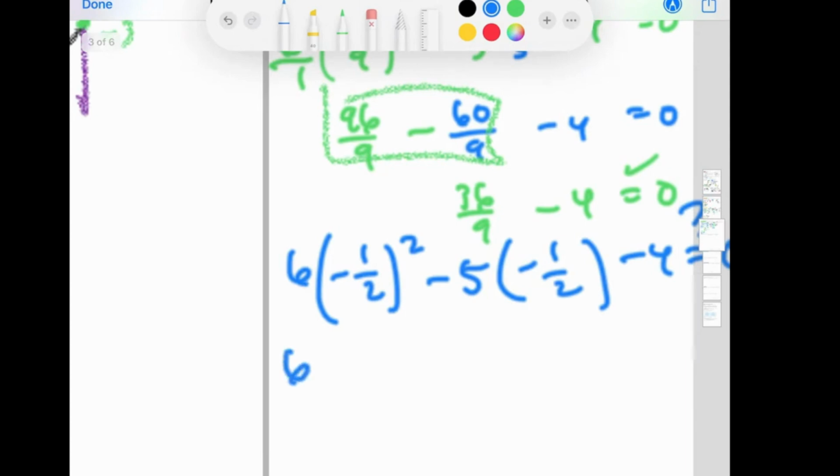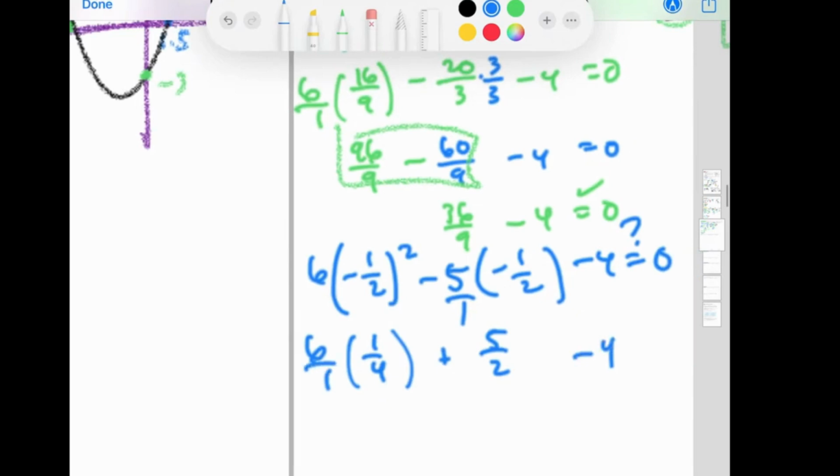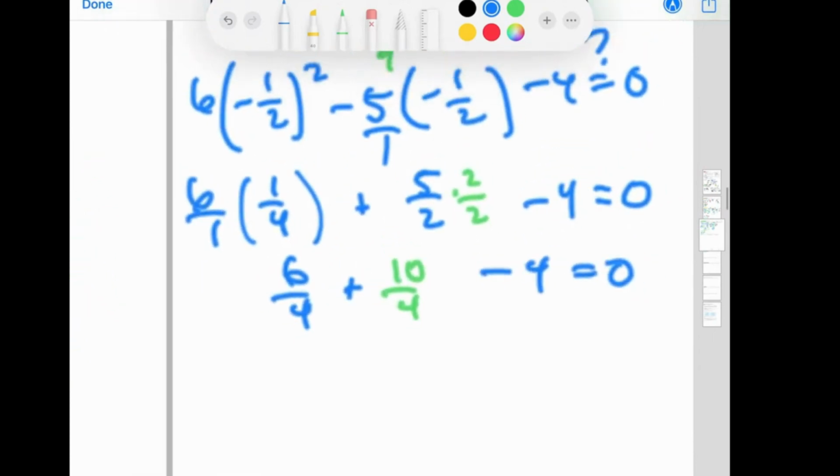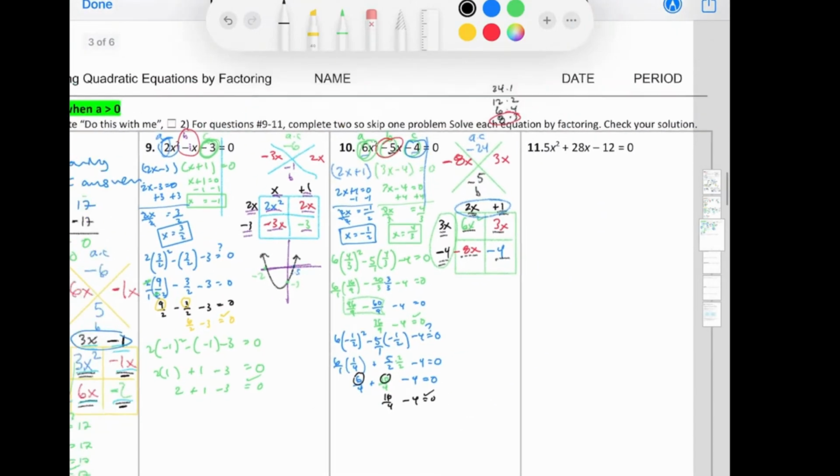Okay, 1/2 times 1/2 is 1/4. Just multiply across, negative times negative is positive, and that gives me positive 5/2. So this will give me 6/4 plus, multiply by 2 over 2 would give me 10/4. I'm getting an equivalent fraction, and the reason I'm doing that is so that I could subtract or add. So 6 plus 10 is 16 over 4, and 16 over 4, so 4 minus 4 equals 0, and that checks. That was question number 10.